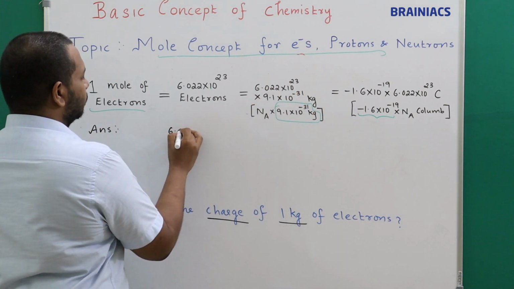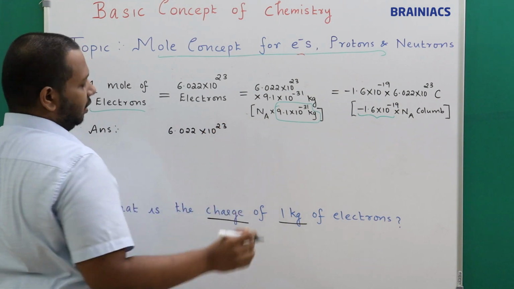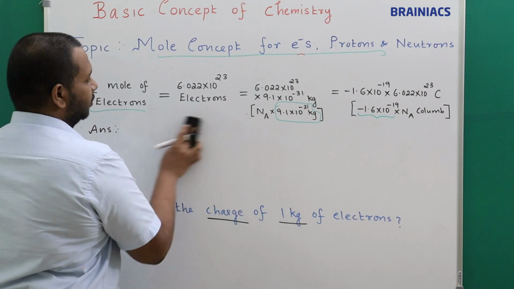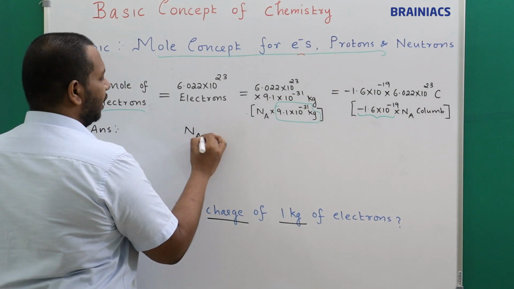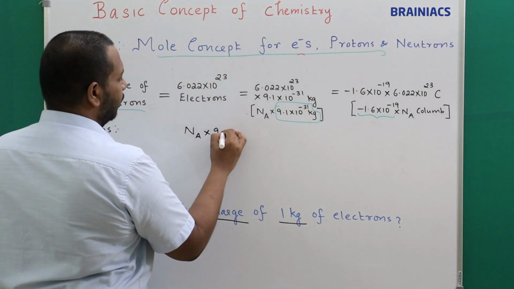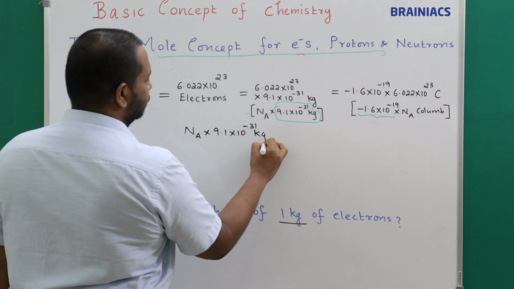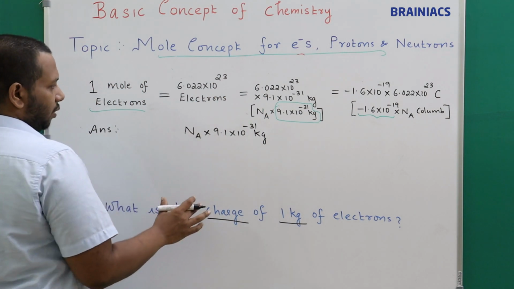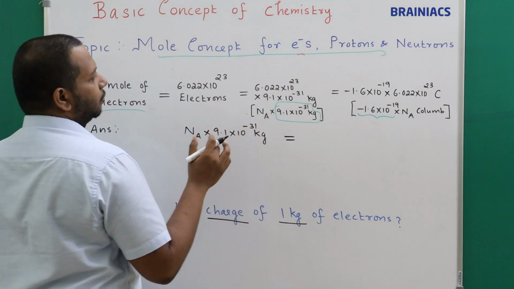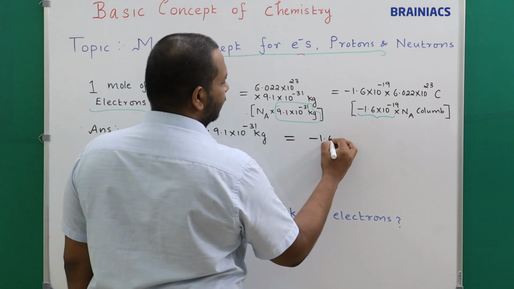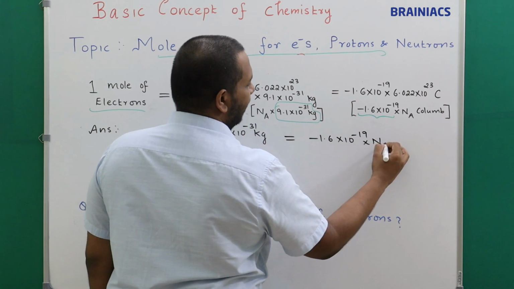So I can write 6.022 into 10 power 23. Oh, okay, I am not going to do that. Instead I will put Na. Na into 9.1 into 10 power minus 31 kg mass of electrons is equal to, it will have a charge of how much? Minus 1.6 into 10 power minus 19 into Na coulomb.